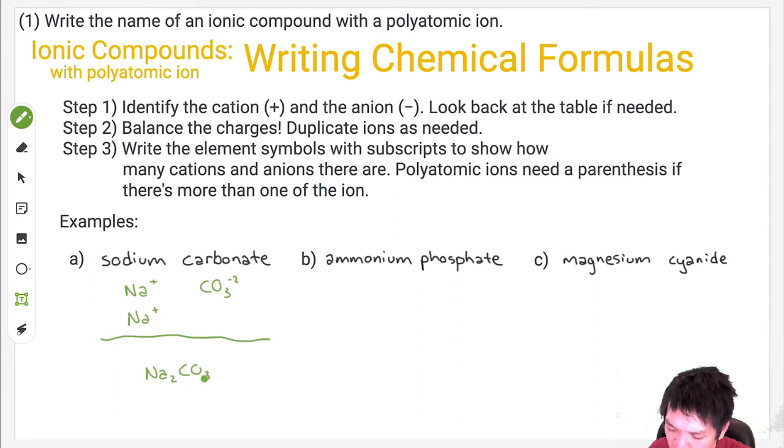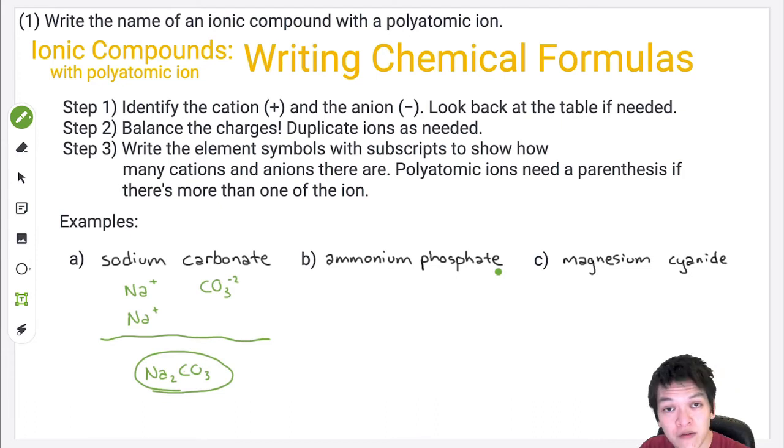Okay, in this case, there's only 1 polyatomic ion for the carbonate. So yeah, I don't need a parentheses here. So this is the answer, Na2CO3. For our next example, we have ammonium phosphate.